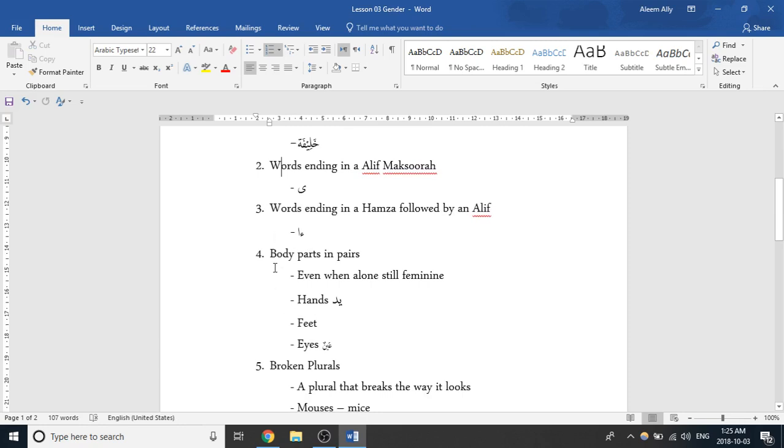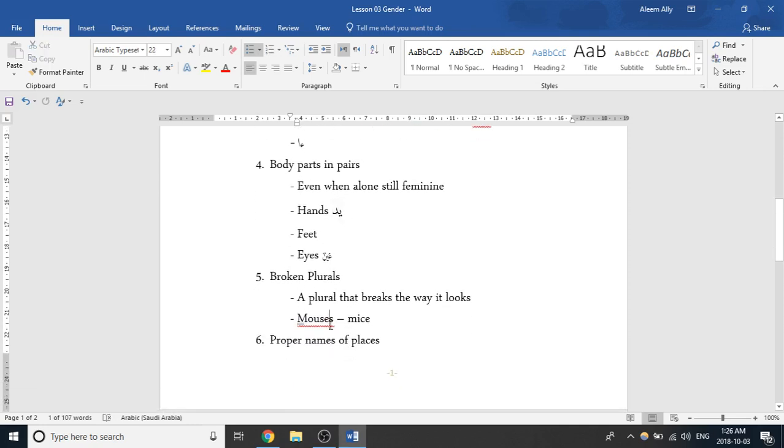But number 4 is body parts in pairs. So any body part that has a pair is going to be feminine. So hand, feminine because you have another hand, right? Feet, eyes, same thing, right? And the word for hands is yed. And you're just going to have to know that it has a pair, so therefore it is feminine.